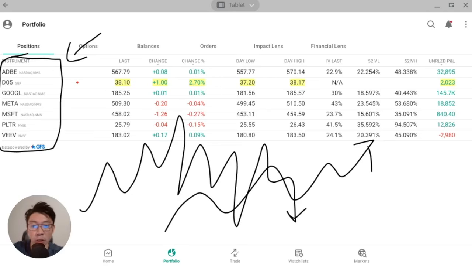Some people get into the wheel strategy, and in terms of the premium, they get a lot, but the stock keeps crashing and it never comes back up. And in the end, they actually lose money. So that is why stock selection is important.